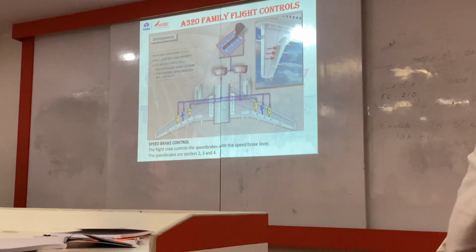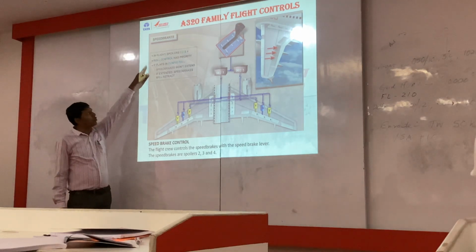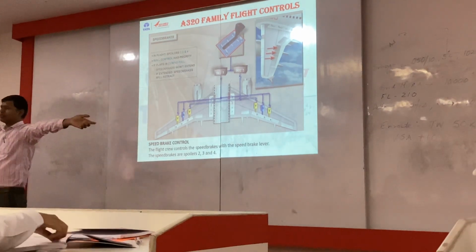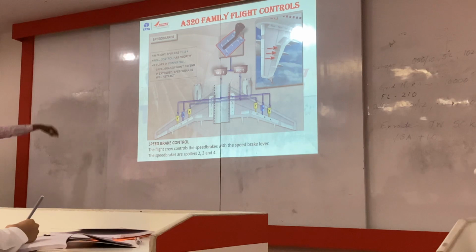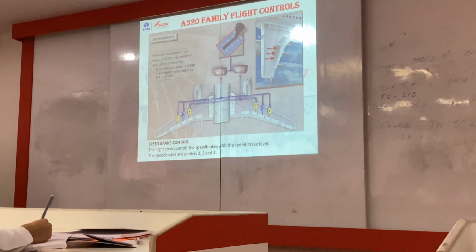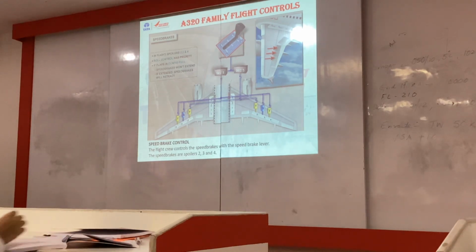Speed brakes. Number 2, 3, 4 are the speed brakes. In flight spoiler 2, 3, 4, roll control as a priority. 2, 3, 4, 5 is the roll spoilers. If flaps in config full, speed brakes won't extend. If extended, speed brakes will go. So basically, if config full is there, you will try to extend, it will not. If it is already extended, it will be.